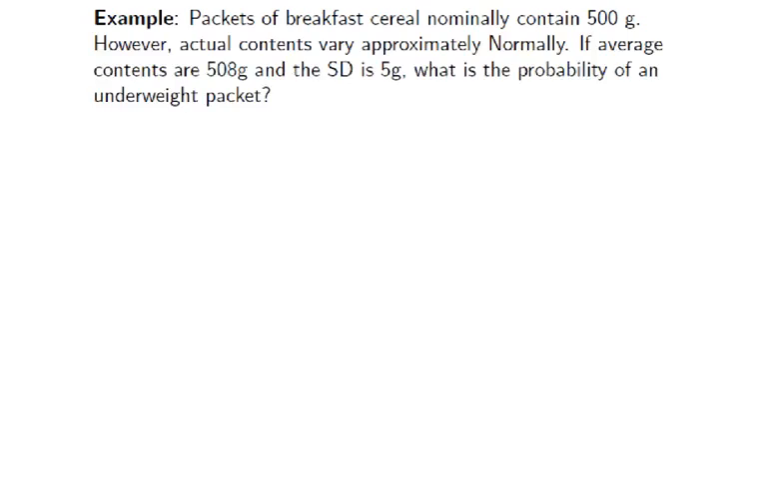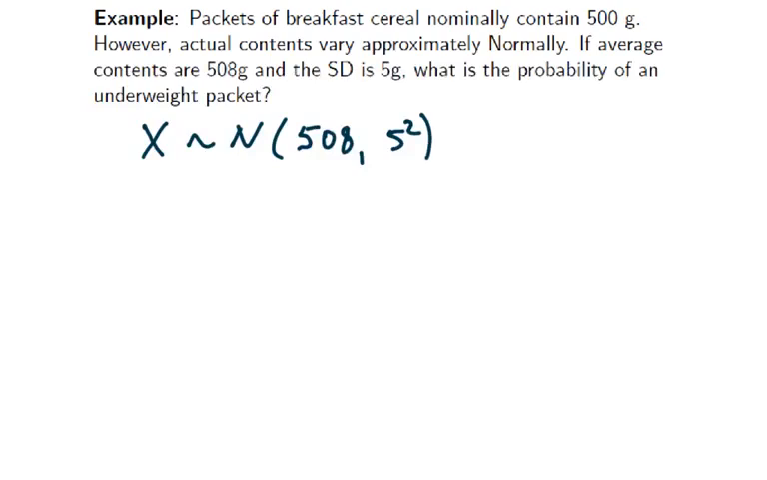So what we have here? We have random variable x representing weight of packets of cereal. It has normal distribution. Also in the conditions it says approximately normal. Normal distribution with mean value 508 and variance, which is square of standard deviation, is 5 squared.